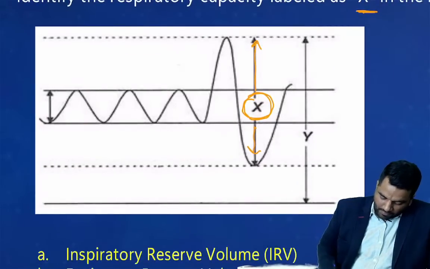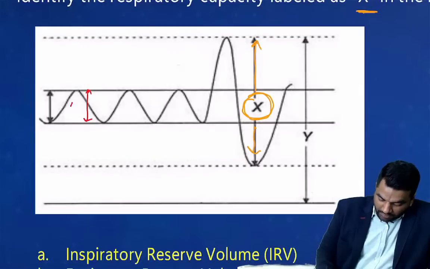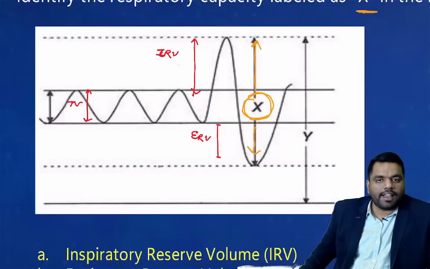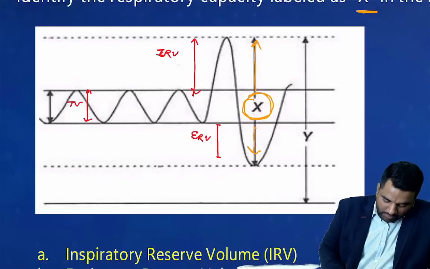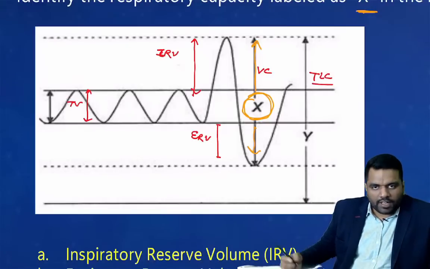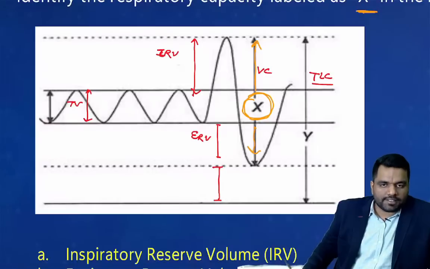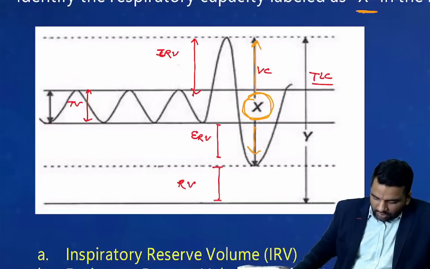What is this area? This is your tidal volume. Then this is your IRV. This is your ERV, expiratory reserve volume, and the above one is inspiratory reserve volume. This one is the vital capacity, and this is your total lung capacity. Talking about the capacities, one more: what remains is the residual air which is always present inside the alveoli. So this is called residual volume.